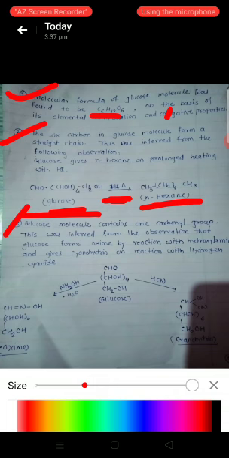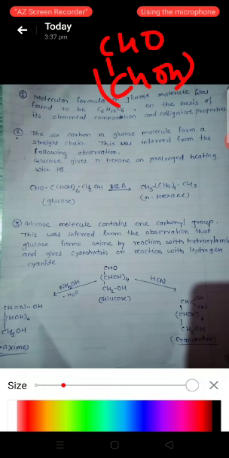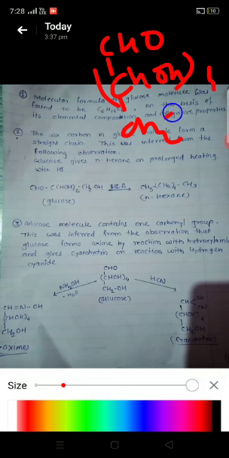The third point is that the glucose molecule contains one carbonyl group. This was inferred from the observation that glucose forms an oxime on reaction with hydroxylamine and gives cyanohydrin on heating with hydrogen cyanide. See here, this is the glucose molecule, CHO, then CHOH four times and this is CH2OH.